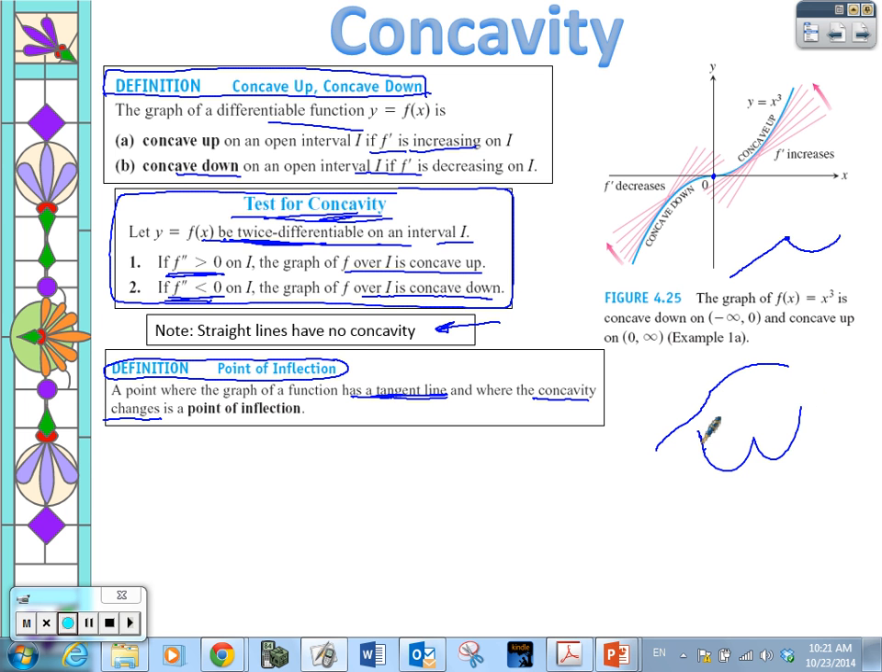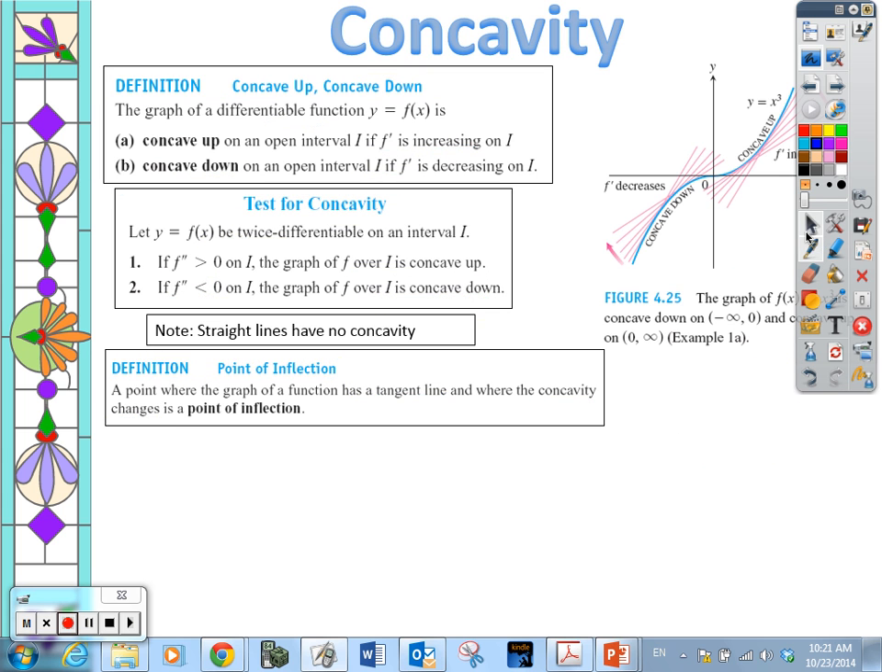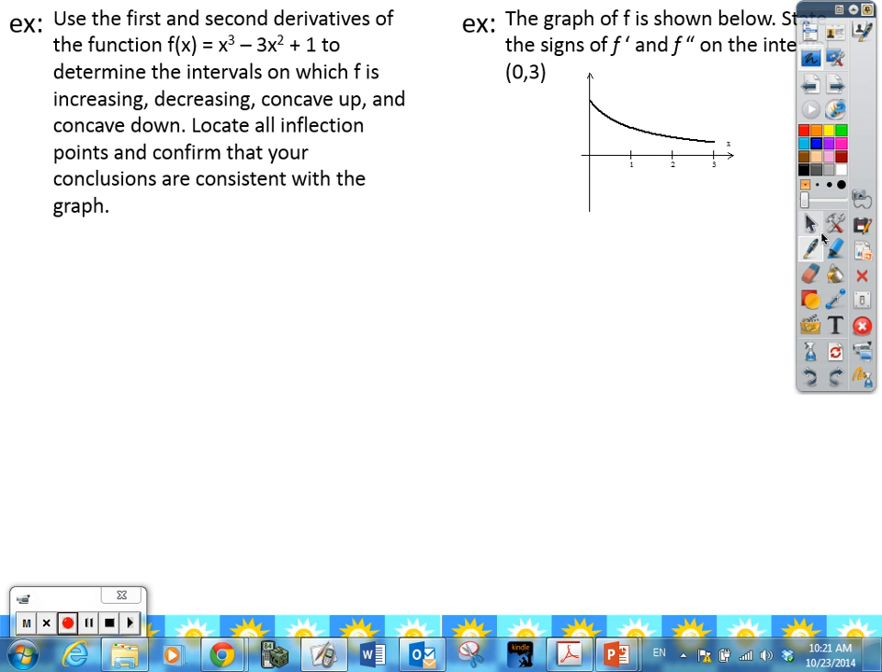So basically you have concave up and then concave up. You have a cusp. That's a cusp, right? No point of inflection because you're going from concave up to concave up. Okay, so are we clear on that? Okay. So let's take a look at a couple of examples to help us with these concepts.